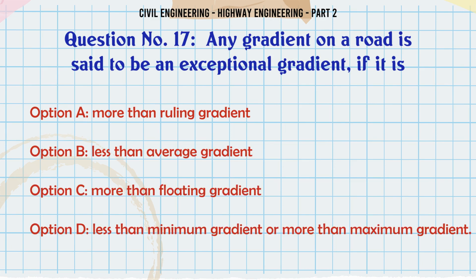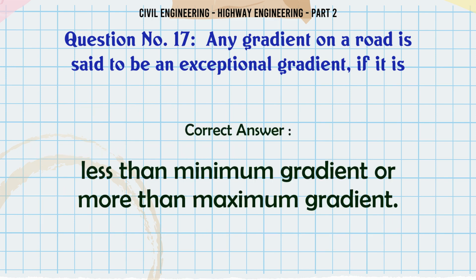Any gradient on a road is said to be an exceptional gradient if it is A. more than ruling gradient, B. less than average gradient, C. more than floating gradient, D. less than minimum gradient or more than maximum gradient. The correct answer is less than minimum gradient or more than maximum gradient.